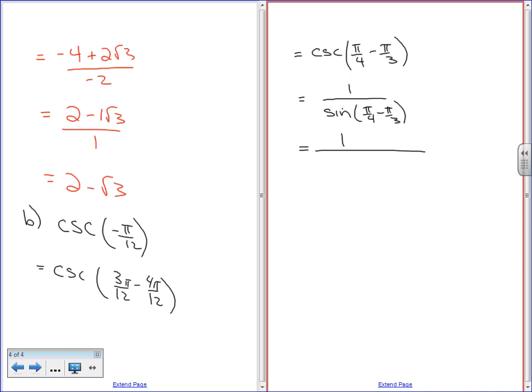And then expand it using the subtraction formula for sine, and that's the sine of the first angle multiplied by the cosine of the second angle. Subtract the cosine of the first angle times the sine of the second angle. All of these guys are angles inside of my special triangle, so I can just read off my answers.